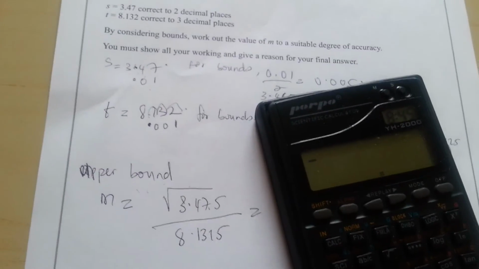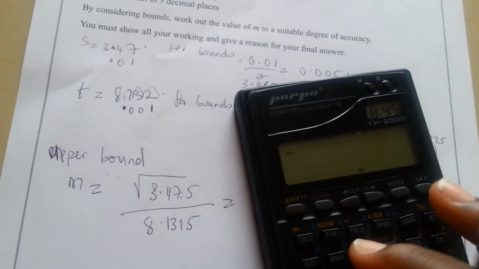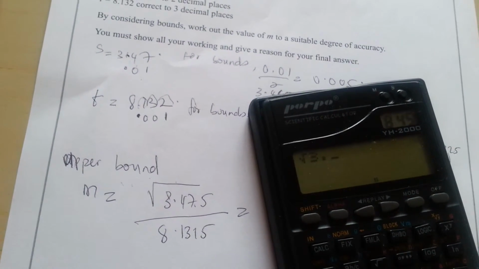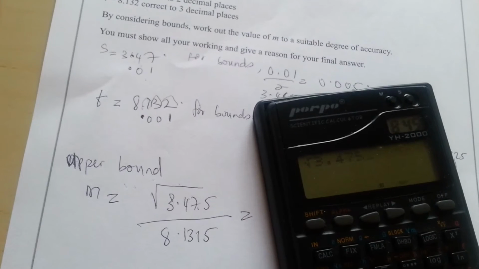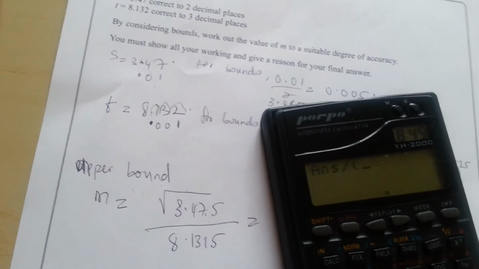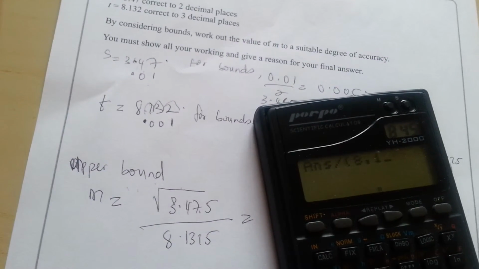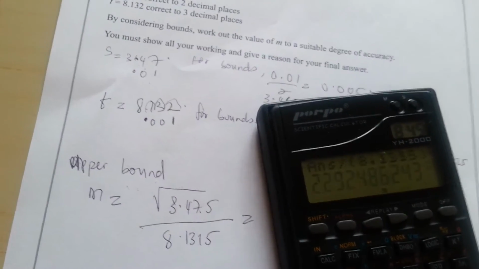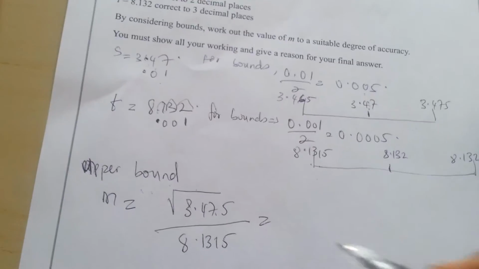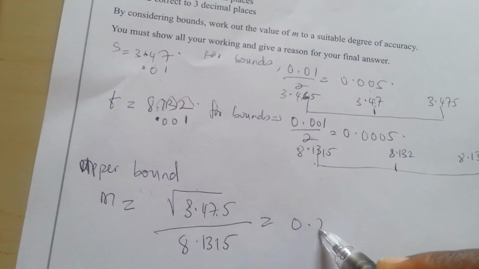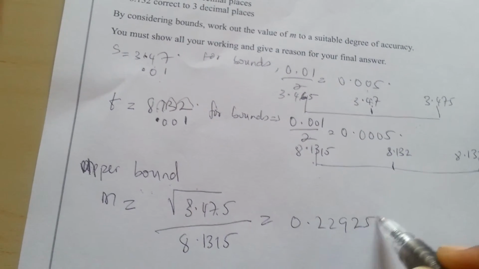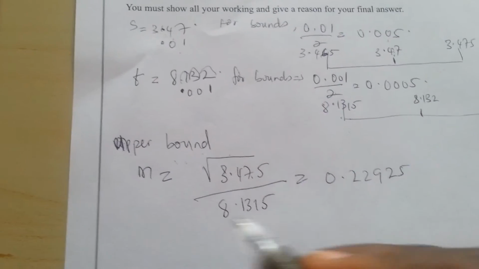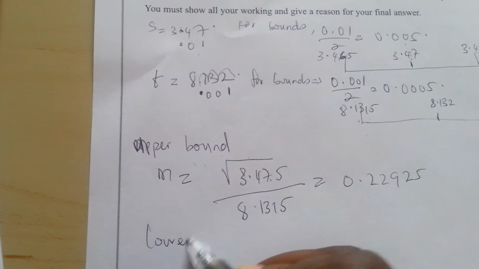So punching that out, we have the square root of 3.475 divided by 8.1315. So our answer is going to be 0.222925.